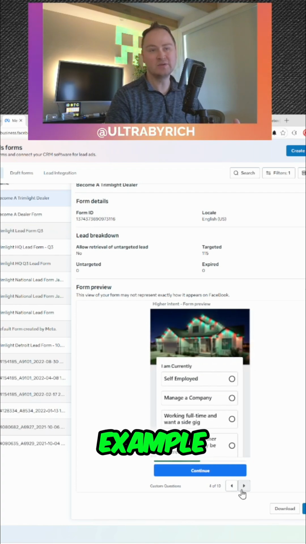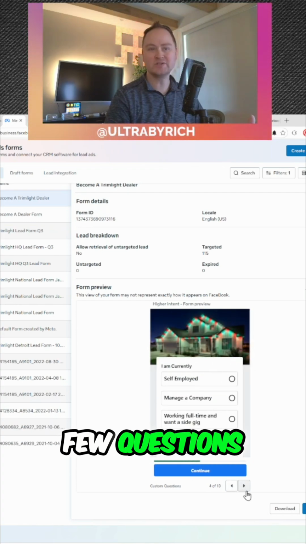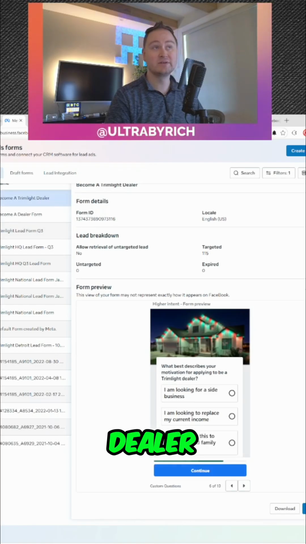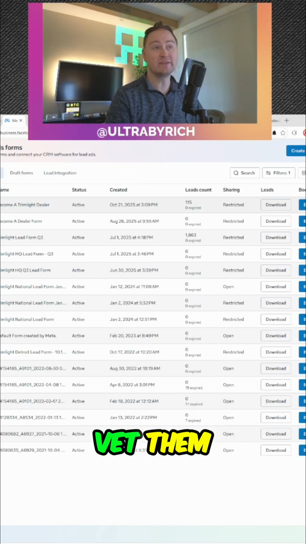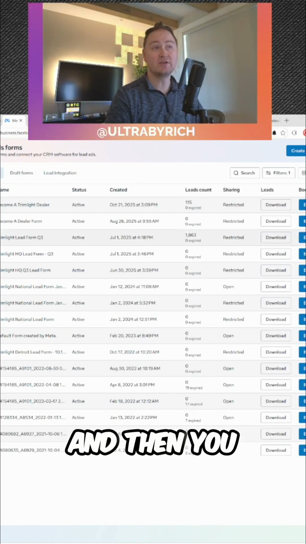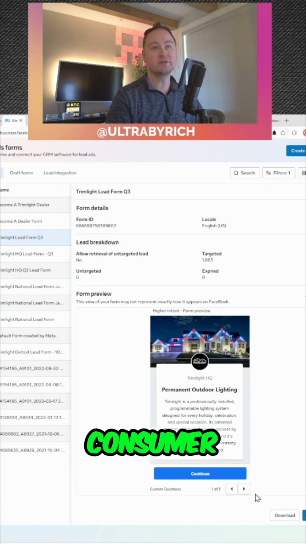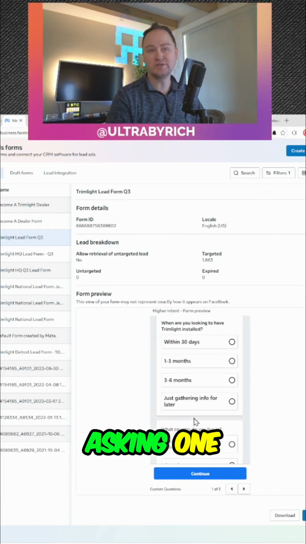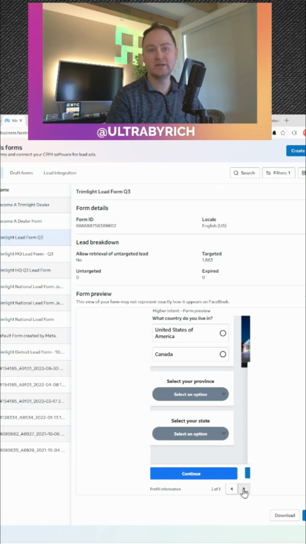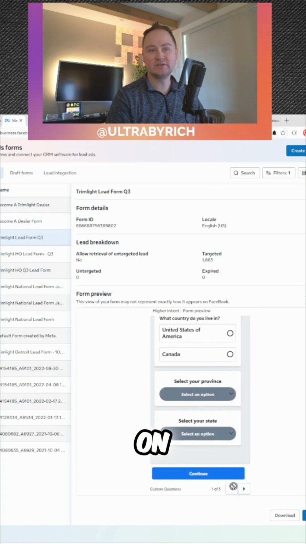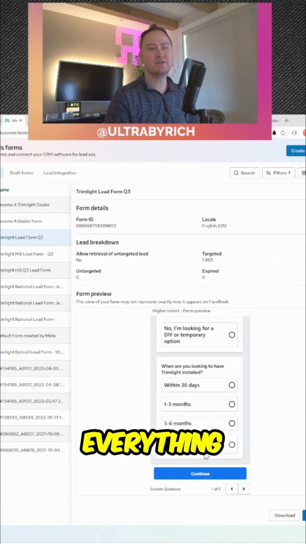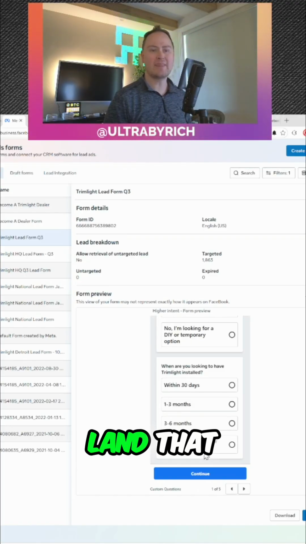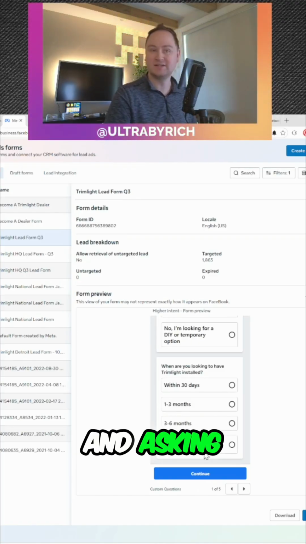In this example, the client wanted a few questions to make sure they were legitimate. In this case, that was the dealer. So more B2B, we want to vet them out more. And then you can also see if it was more of a consumer basis, we're just asking 1, 2, 3 questions, and then we're moving on. So you can see, again, everything you need to structure that deal and or land that customer, we're going to be vetting and asking up front.